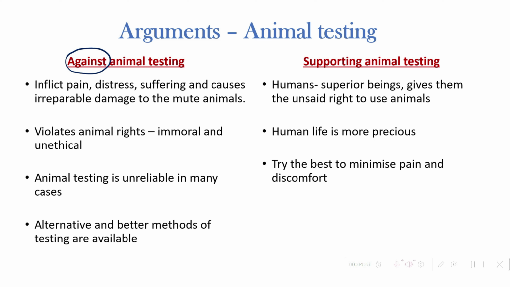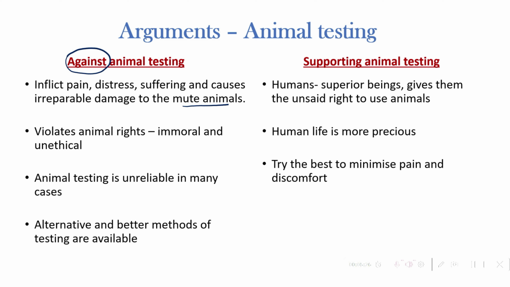It inflicts pain, distress, suffering, and causes irreparable damage to the mute animals. Animals can't talk, so they cannot give us their consent saying, I want to participate or I do not want to. They have no choice. And what are we doing? We are inflicting pain, suffering, and irreparable damage to these mute animals. And many a times, it also causes death in these animals. So that is the first point.